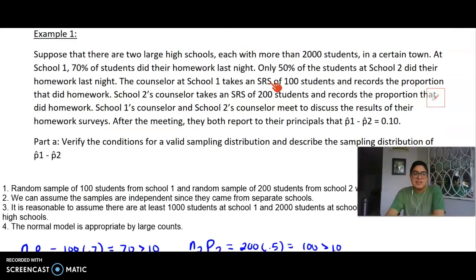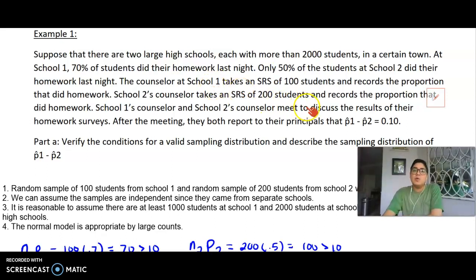So let's take a look at an example here. Suppose that there are two large high schools, each with more than 2,000 students in a certain town. At school 1, it is believed that 70% of the students did their homework last night, whereas only 50% of the students did it at school 2.